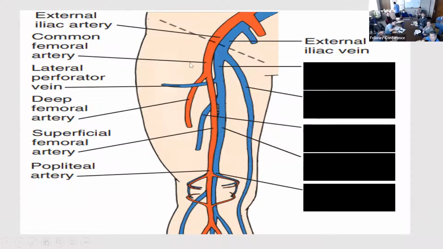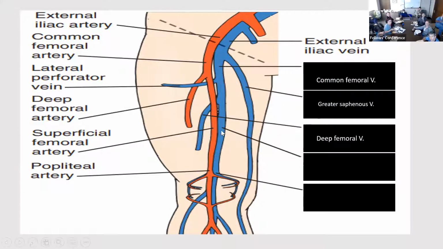Okay, how about this one? What is this? So we have a femoral, we have a deep femoral. Common femoral. Perfect. That's a common femoral. How about this one? Great, very good. The femoral shaft. All right, forgot about that. How about this one here? Deep femoral. Okay, good. That's correct.